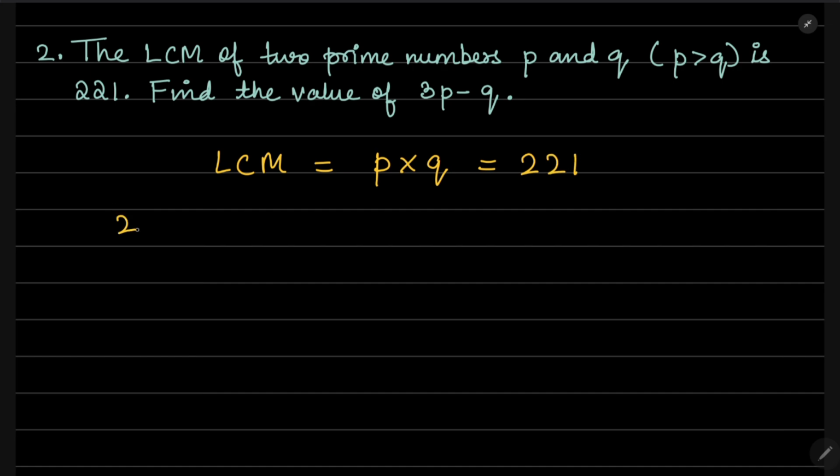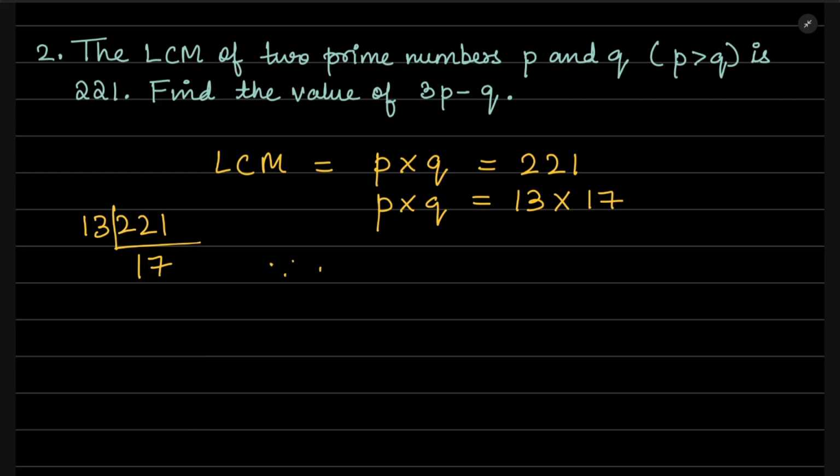Now let us do the prime factorization of 221. If you see, you have 13, right? It starts with 13, and 13 ones are 13 and 7. 13 into 17 is 221. So P multiplied by Q is nothing but 13 multiplied by 17. These are the only two prime numbers. But you are given a condition.